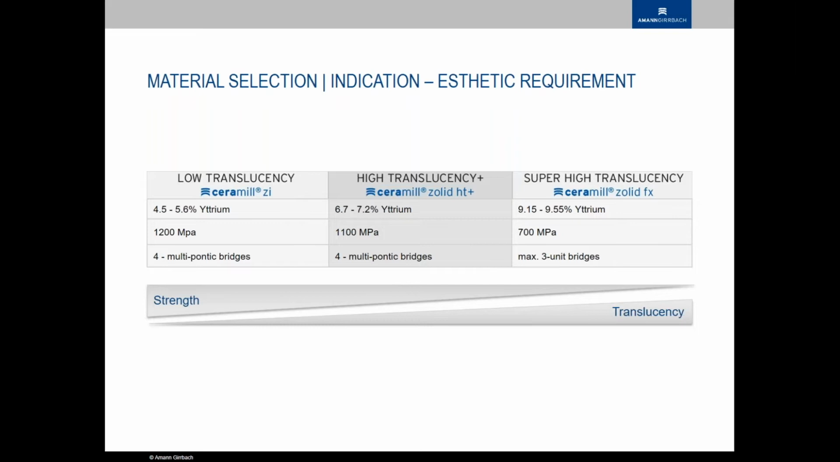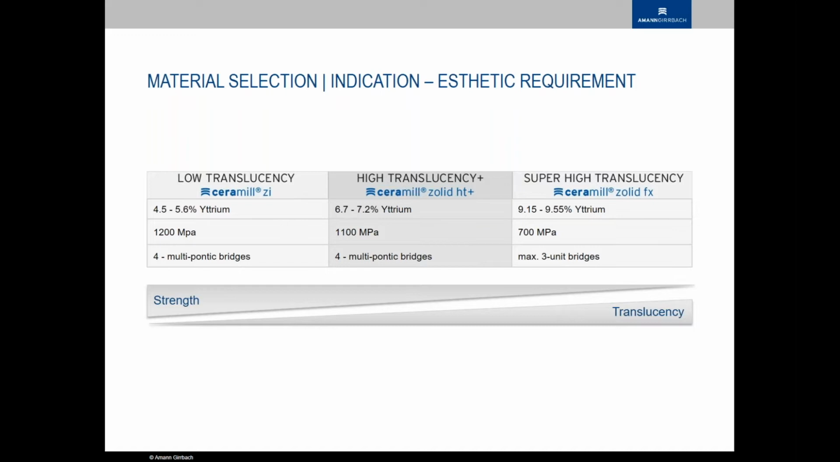Then to explain a little bit about the inside of the material once more, what is actually responsible for the translucency increase between the ZI and the other materials, like our Zolid HT plus and Zolid FX, is a different distribution of aluminum oxide. That was the classic or the first way of getting higher translucency, by redistributing the amounts of aluminum oxide in the material.